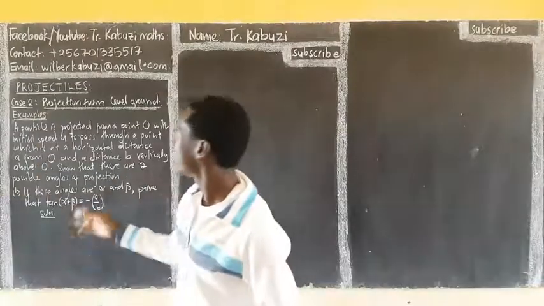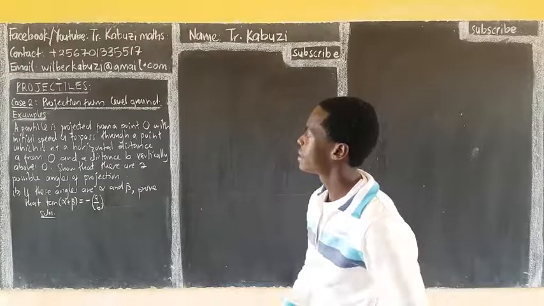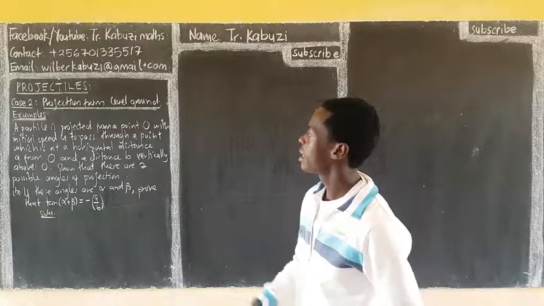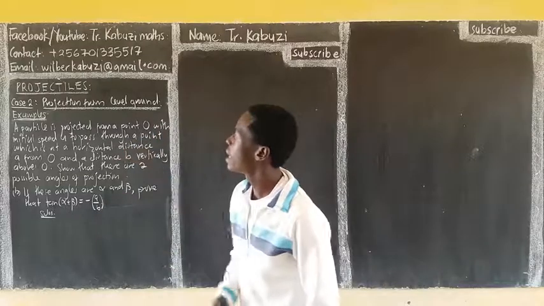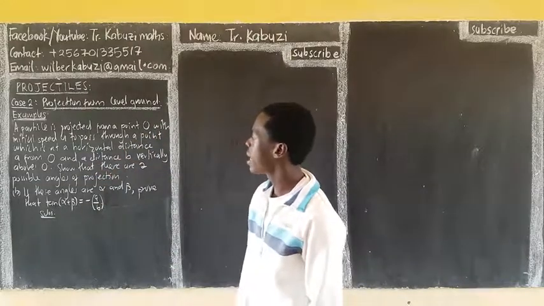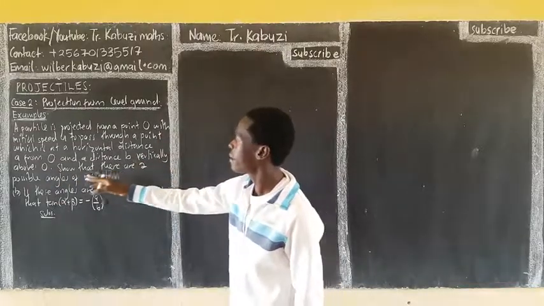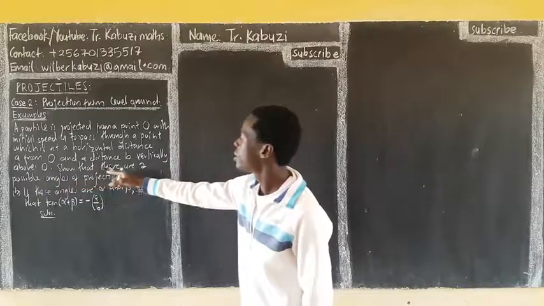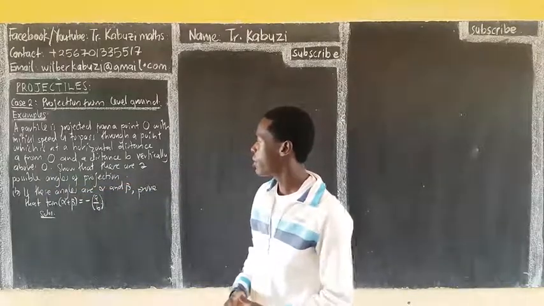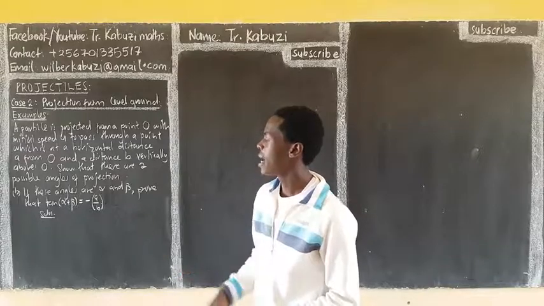Okay, now let us focus on this question here. It's a proof in projectiles. It says, a particle is projected from point O with initial velocity, speed u, and passes through a point which is at horizontal distance A from O and vertical distance B from O. Show that there are two possible angles of projection. If these angles are alpha and beta, prove that that is true.